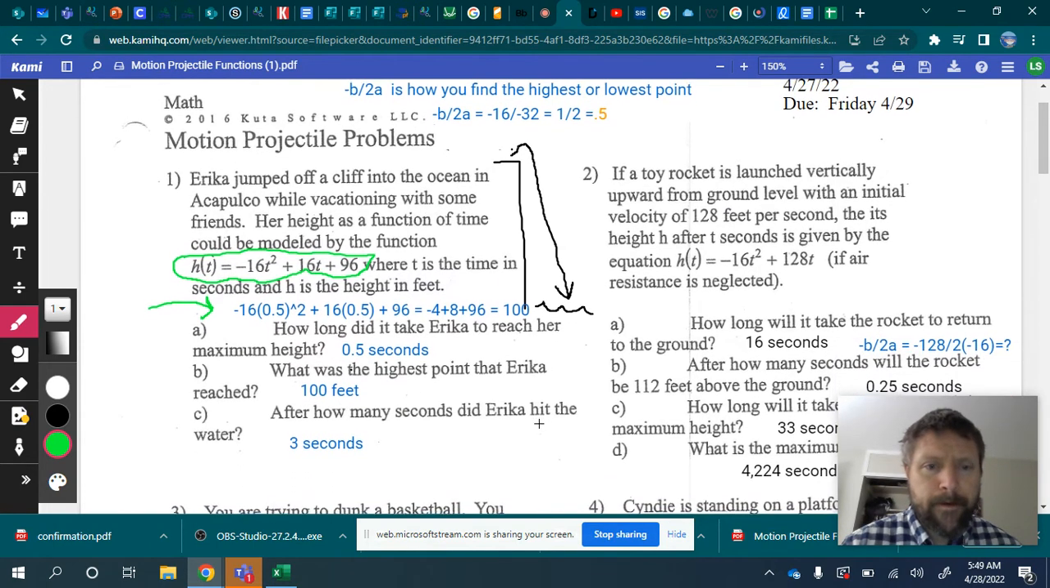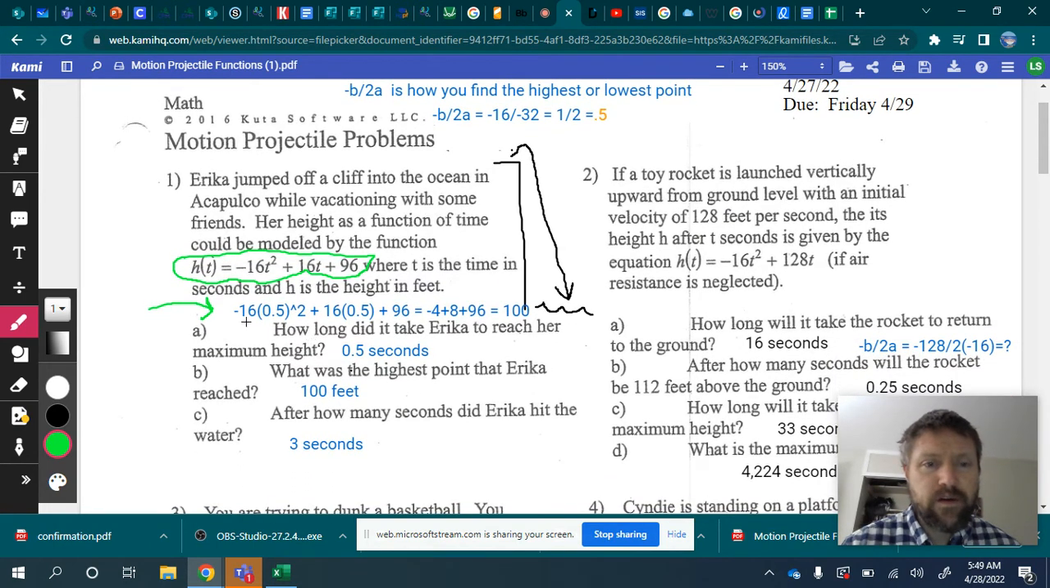So we found it was 100. We followed the order of operations here. 0.5 to the power of 2 is 0.5 times 0.5. This first term right here is called the quadratic term because it has a squared. So 0.5 times 0.5 times negative 16 was negative 4. Step 1 is to do each term and then add them up at the end.